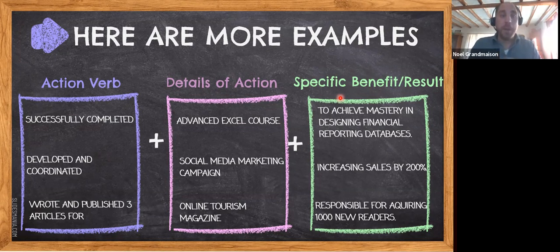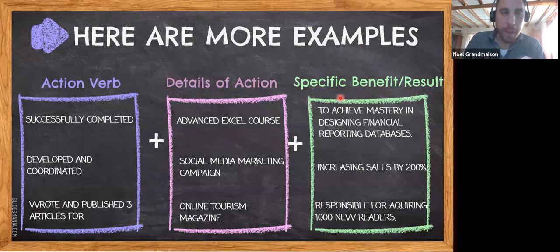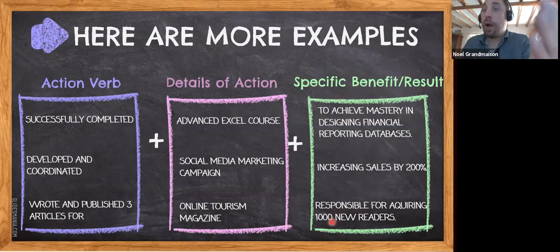Why? Because people understand numbers. And they understand results. And so if you can show a result in a number, it's always good, especially if it has to do with money. So, oh, wait, and I saved the company $5,000, or I reduced costs by 100 million pesos, or something, or responsible for acquiring 1,000 new readers. Numbers are quick and easy to understand.